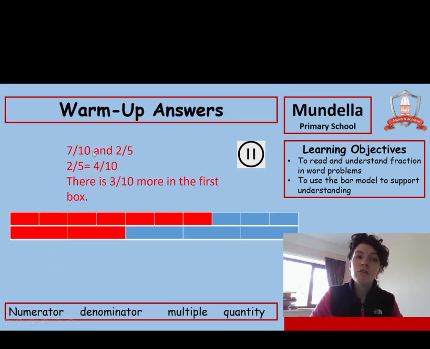Let's see how we can write that. 7/10, so 2/5 is the same as 4/10, and then we're subtracting 7/10 take away 4/10. I can also use a bar model to help me.